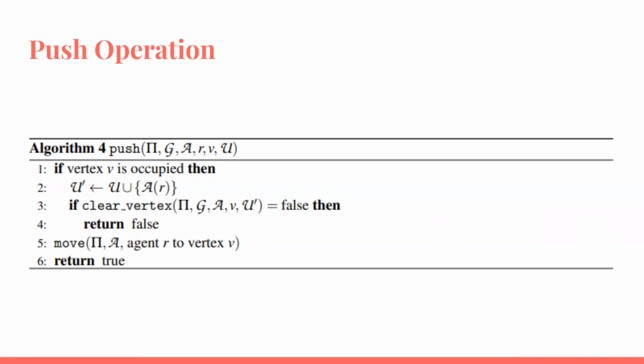And the call to the clear vertex operation iterates over all of the empty vertices, and it starts each iteration by finding the shortest path, but also avoiding all of the blocked vertices that are in the set U. If such a path is found, what will happen is all of the agents along the path move one step towards the empty vertex U. No, I'm sorry, U is the empty vertex.